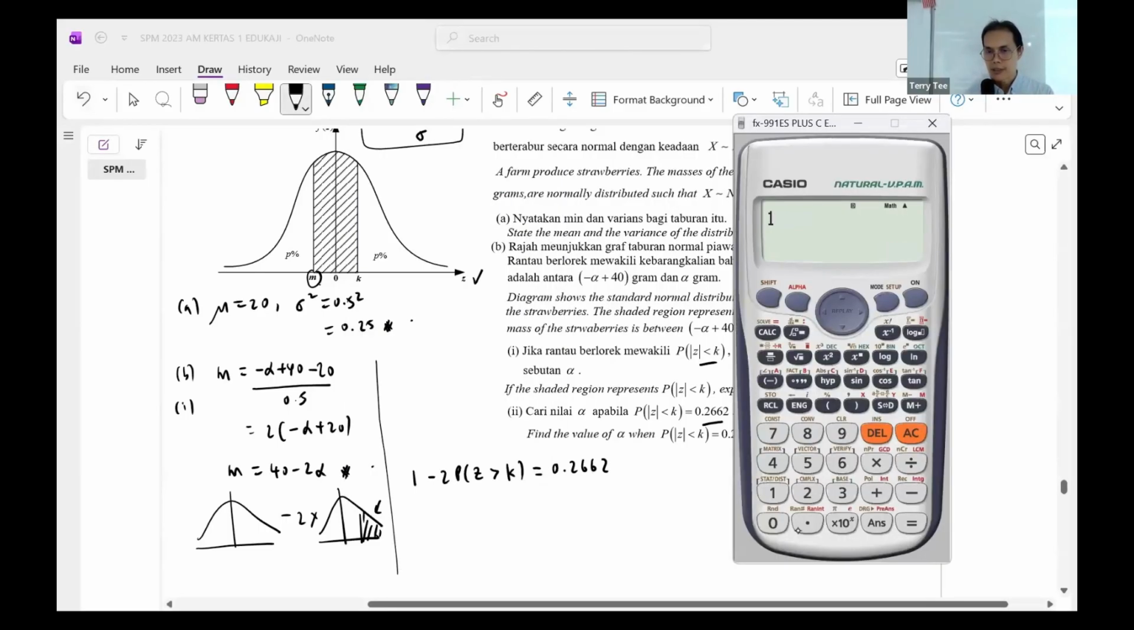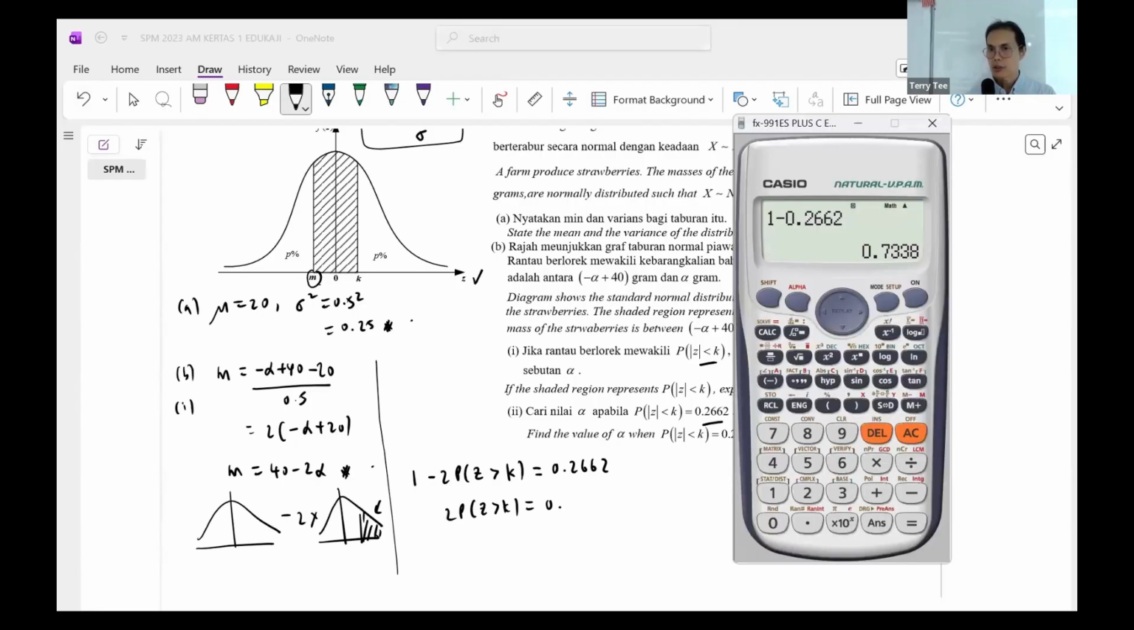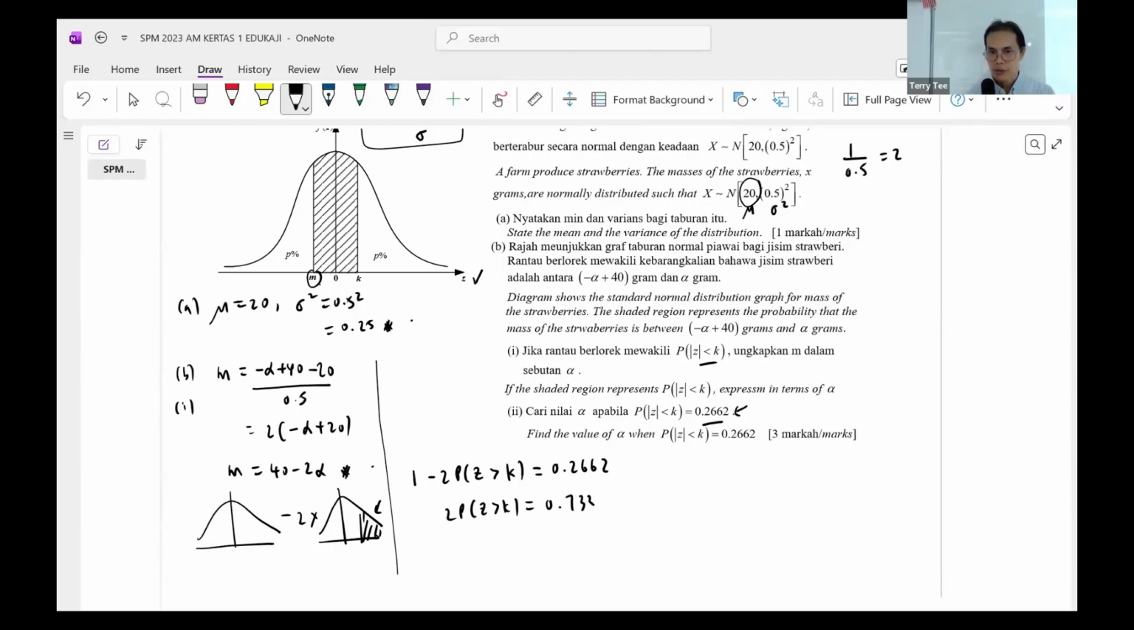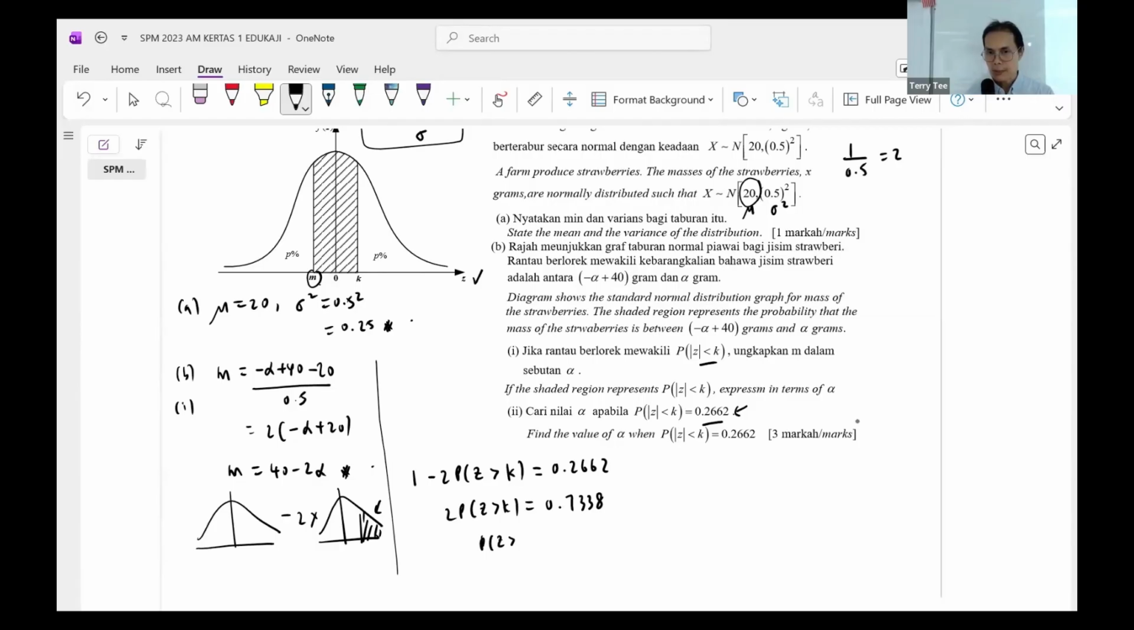1 minus 0.2662, whatever I get. Okay, or I do a bit slower, I transfer this over. P(Z more than K), 2 of them is 0.7338. You take this, you divide by 2. As I divide by 2, 0.3669. The probability, we call this the upper tail probability, 0.3669. Now we need to work backwards and find K from mathematical table or calculator.